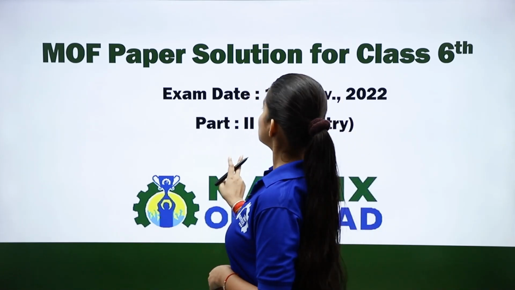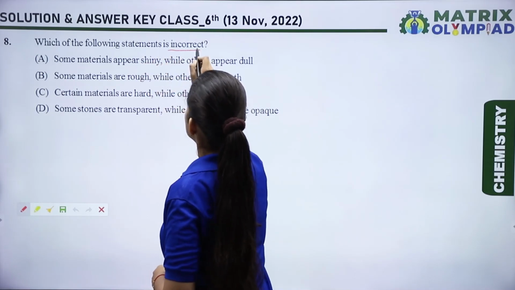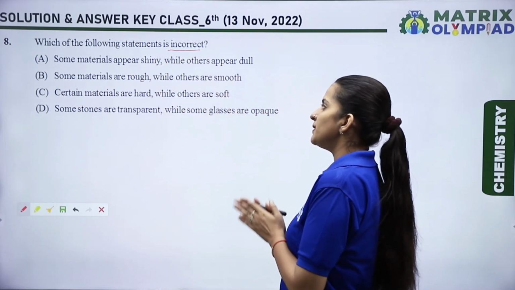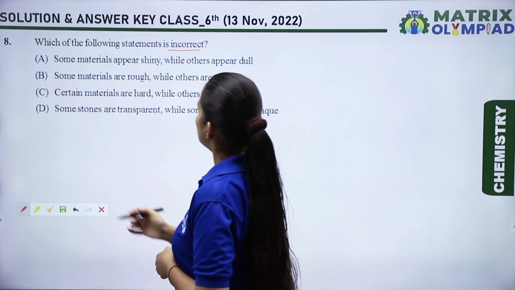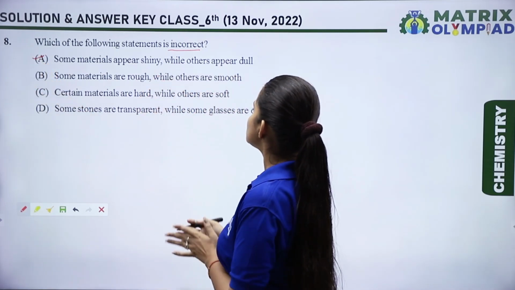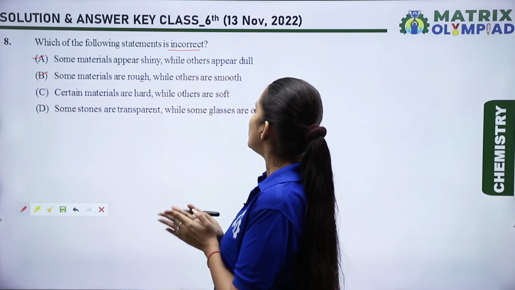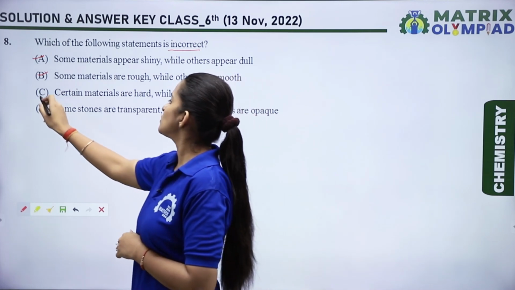Hello everyone, today we will discuss the MOF solution key for class 6 of the subject chemistry. Our first question is, which of the following statements is incorrect? Option A, some materials appear shiny while others appear dull, which is correct. Some materials are rough while others are smooth, this is also correct.